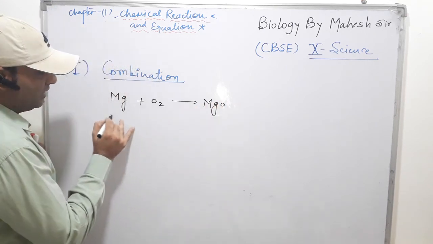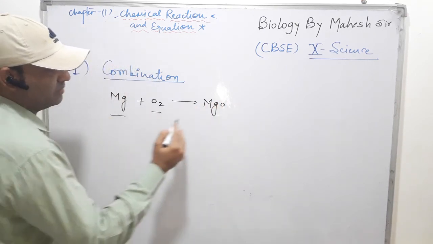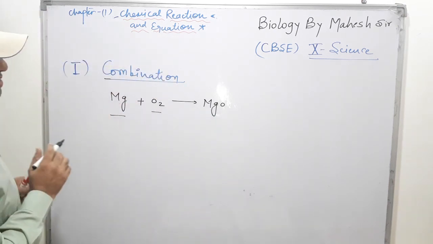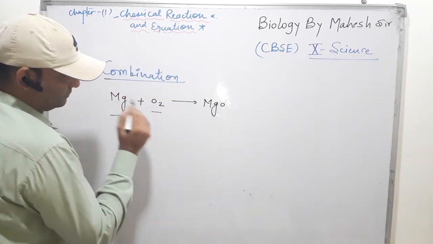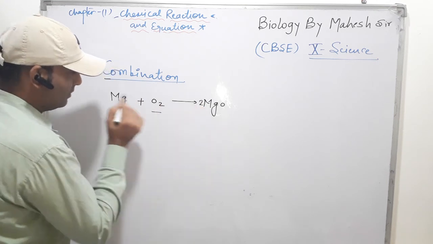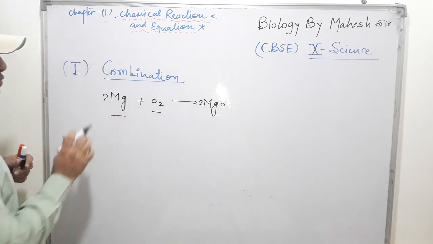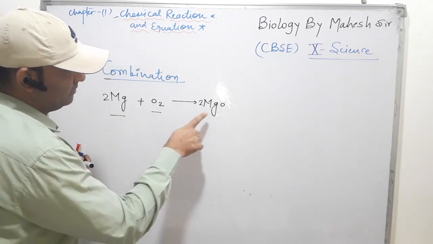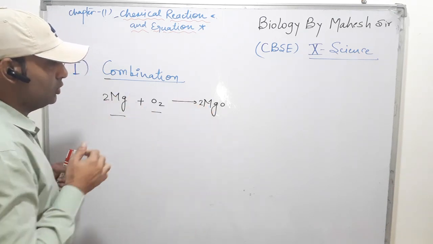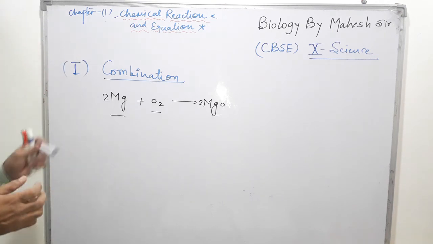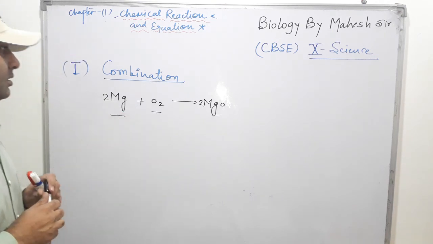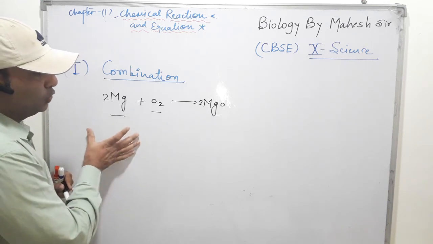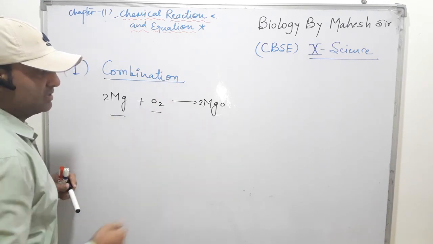So here the two elements, magnesium and oxygen, react and produce magnesium oxide, and we can also balance this equation. Here there are two oxygen, and then we balance it. So two magnesium and one molecule of oxygen react and produce 2 MgO, that means two molecules of magnesium oxide. So it is called a combination reaction. Combination means the joining of two elements, two substances, to produce a new type of substance.